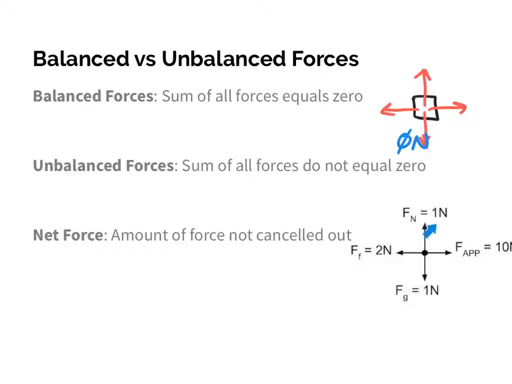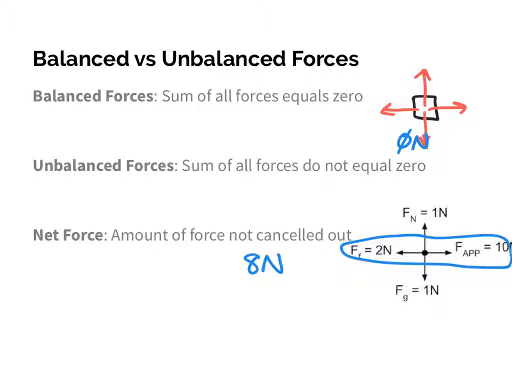So take, for example, if I have 1 newton up, 1 down, 10 right, 2 left, I can see here that obviously from right to left those forces are not balanced. And when they're not balanced, they create then what's called a net force, which is the amount of that force that's going to be left over. So if I have 10 to the right and 2 to the left, that means there would be an overall net force of 8 newtons.